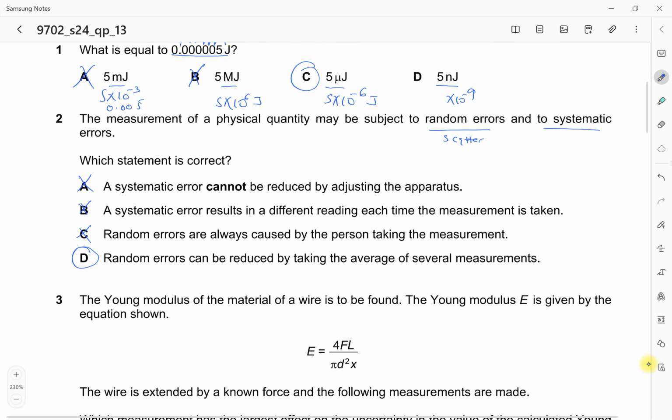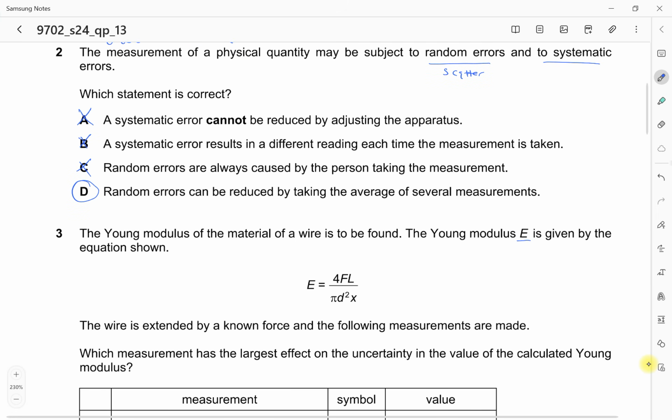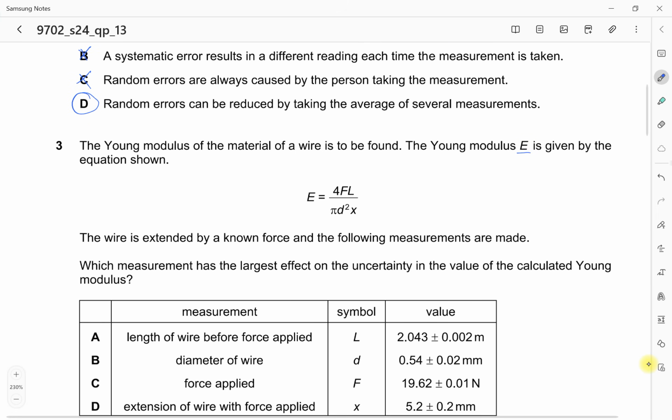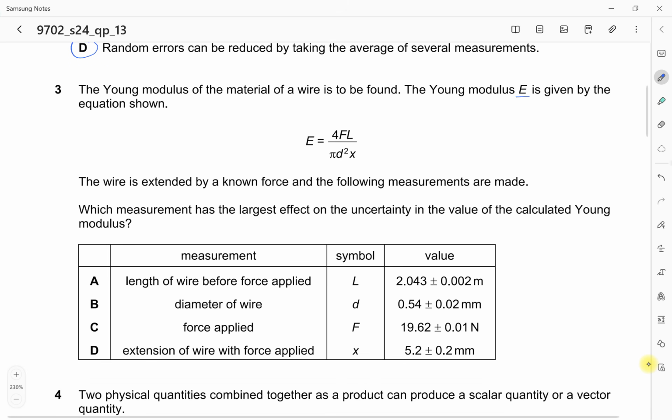The Young modulus of a material of a wire is to be found. The Young modulus E is given by the equation E is equal to 4FL over pi d squared x. The wire is extended by a known force and the following measurements are made. Which measurement has the largest effect on the uncertainty? So to find the effects of these uncertainties, I will find their fractional uncertainties first.